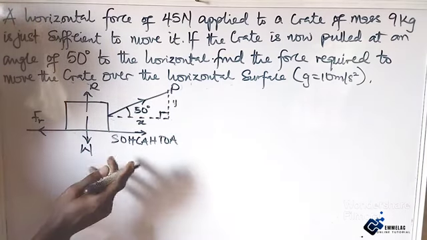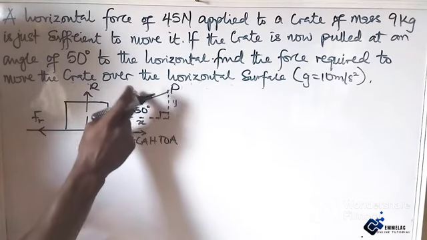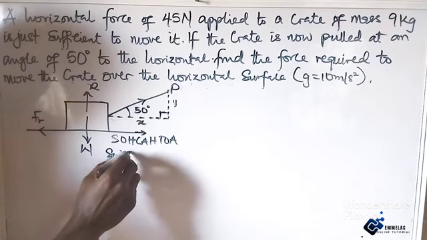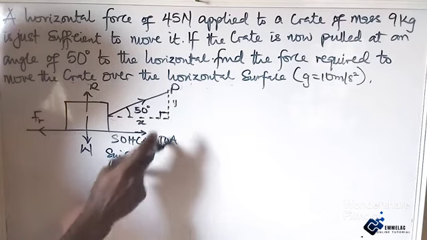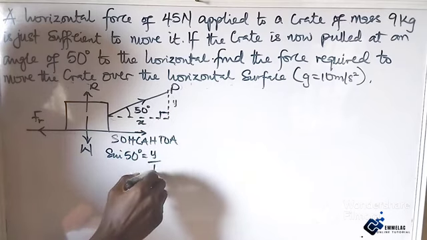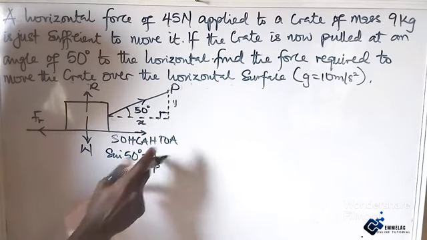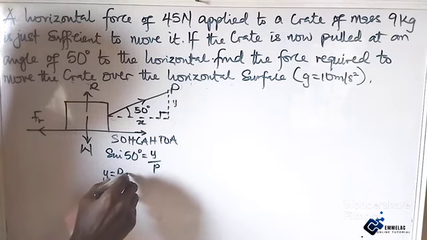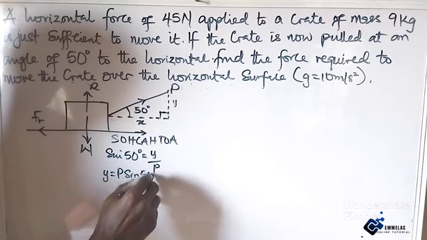So with this now, opposite over hypotenuse gives us sine. So you can now say sine 50 degrees equals opposite, which is this y over P. So making y the subject of the formula, you have y equals P sine 50 degrees.